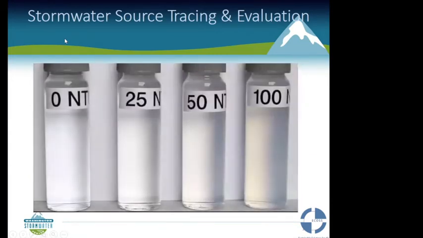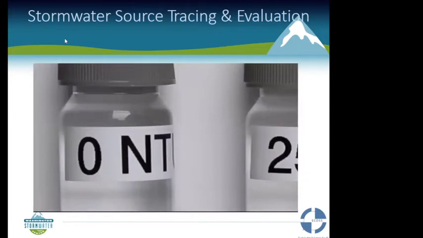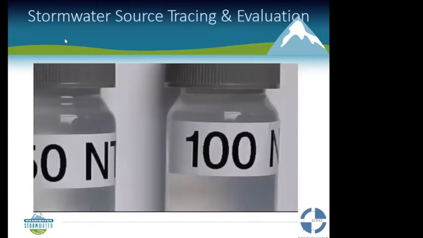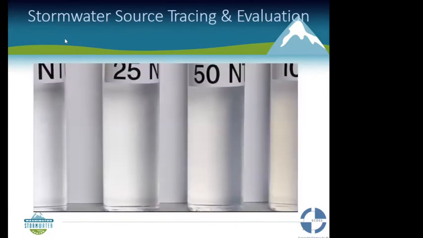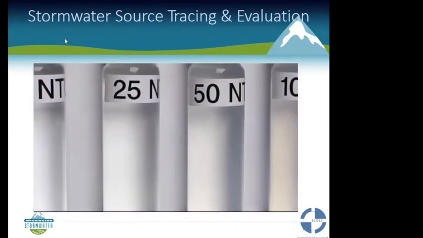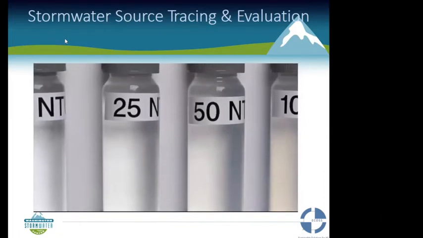Turbidity is measured in nephelometric units, or NTUs. This is what 0, 25, 50, and 100 NTUs looks like in water. As you can see, it's hard to tell the difference. And don't forget, in Washington State, the benchmark is 25 NTUs.